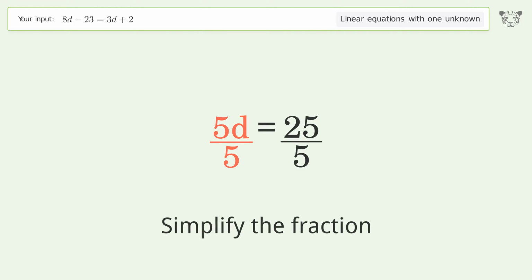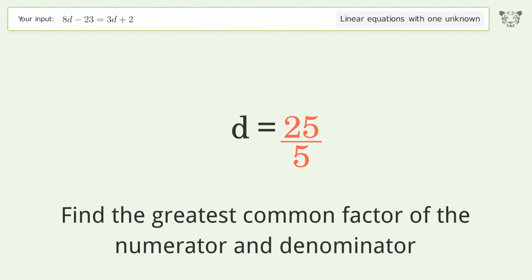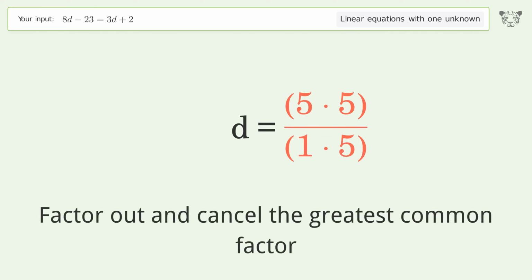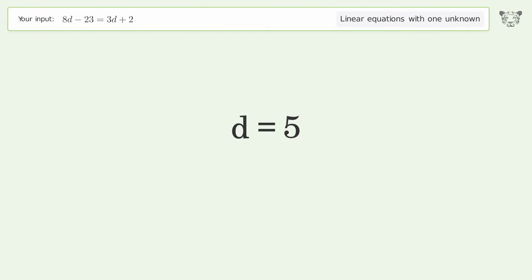Simplify the fraction. Find the greatest common factor of the numerator and denominator. Factor out and cancel the greatest common factor. And so the final result is d equals 5.